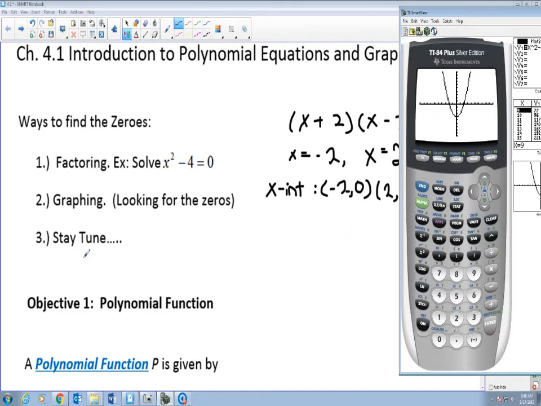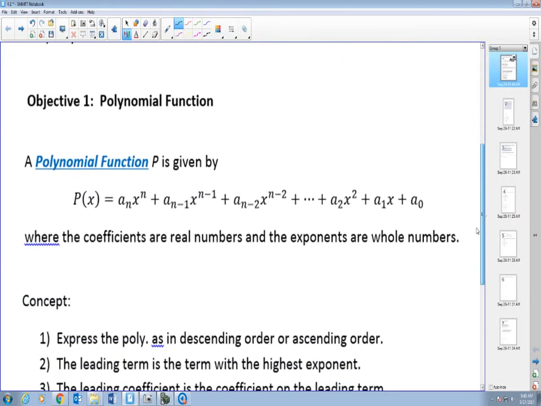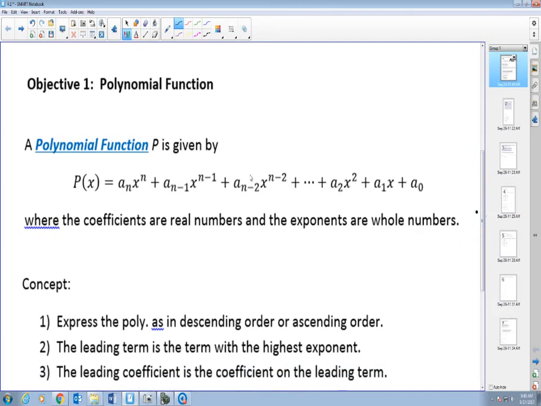Alright, so another way to find the zeros, you will have to stay tuned. Allow me to show you more concepts before we can comprehend the ultimate way, Mr. Chen's ultimate way to find the zeros. So let's do this from the very beginning, introducing what a polynomial function is.